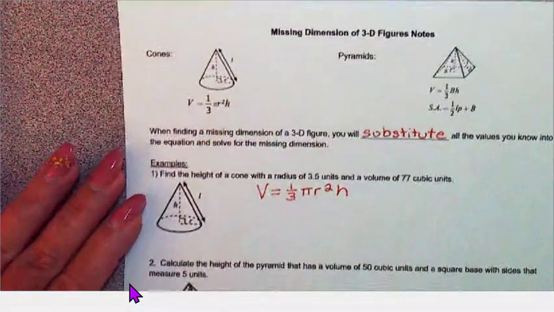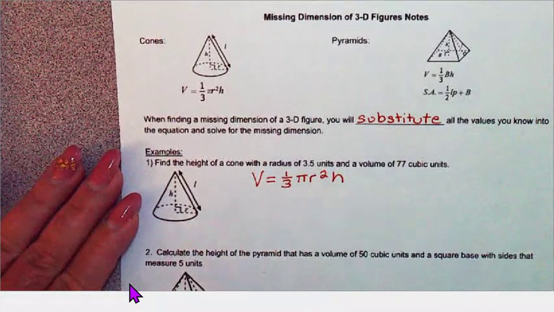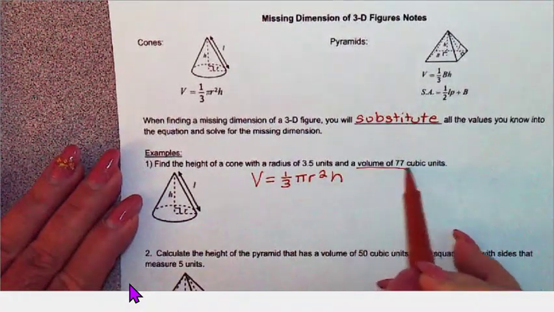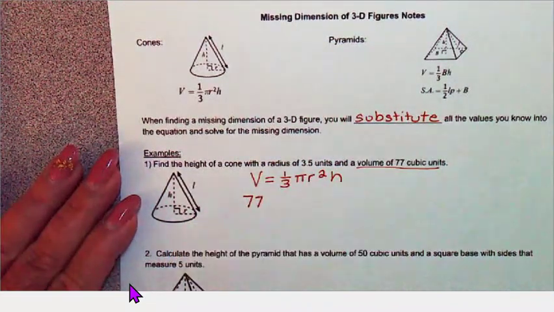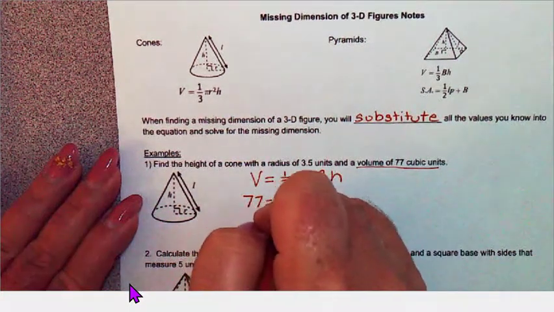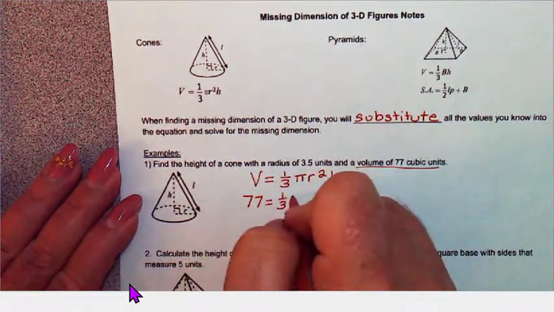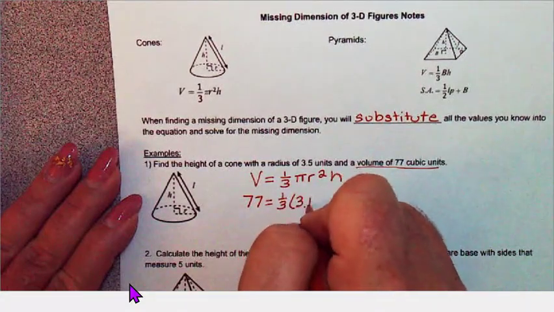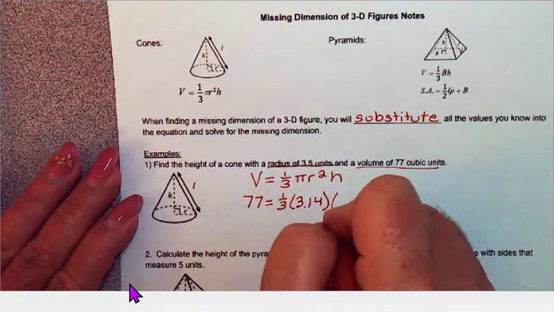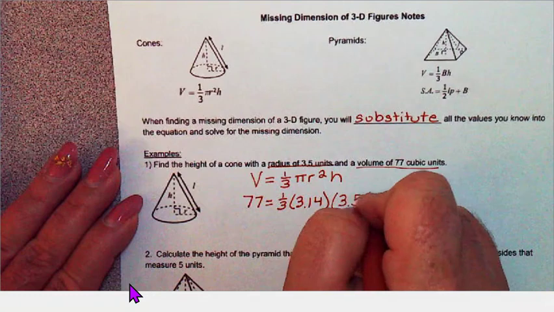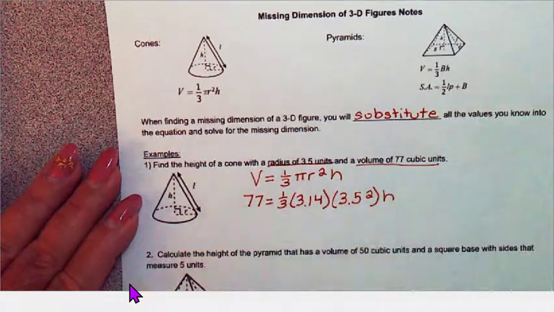Now I'm going to substitute in what I know. I know it has a volume of 77, so instead of V, I'm going to put 77. I know it's still going to have the 1/3. I can replace the pi symbol with 3.14. And I know the radius is 3.5, so 3.5 squared. The height is what I don't know.